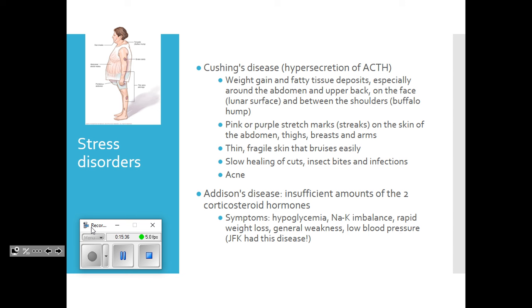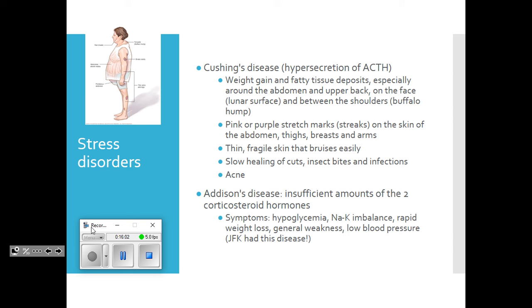The kind of flip side of that is Addison's disease. In Addison's disease, you have an insufficient amount of those two corticosteroid hormones, so cortisol and aldosterone. The symptoms are hypoglycemia. That means low blood sugar. And I'll use the word hypoglycemia again tomorrow when we talk about blood sugar.